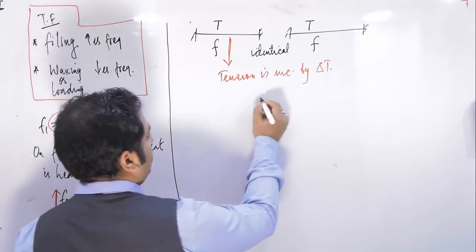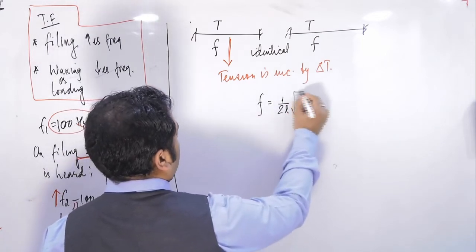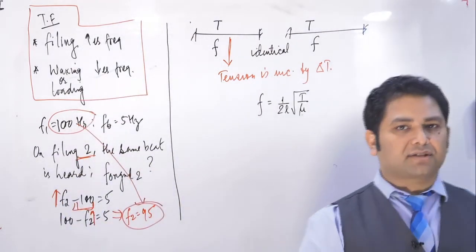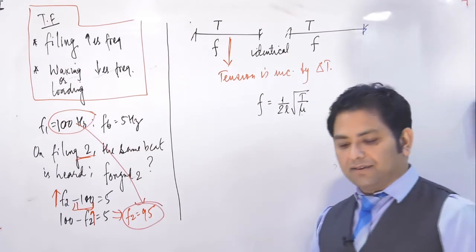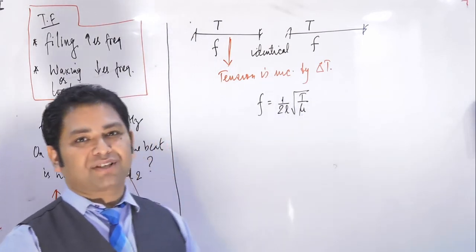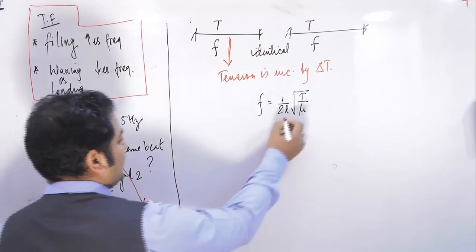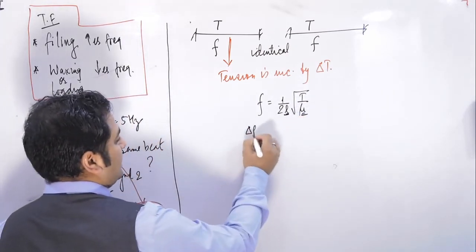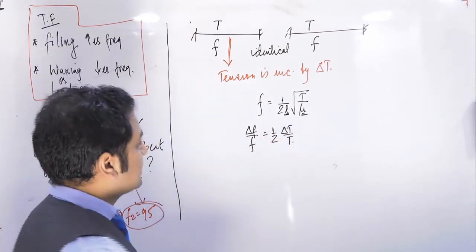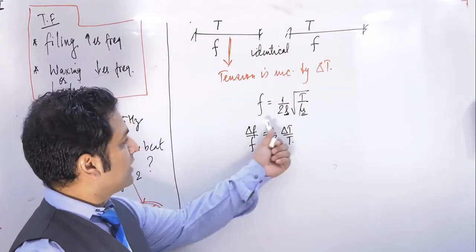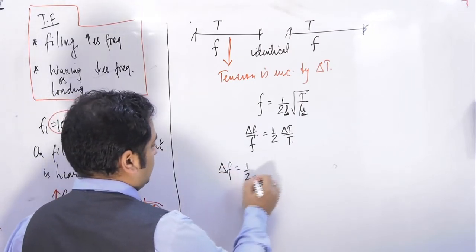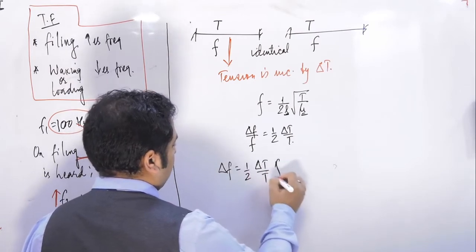So I get F equals 1 by 2L root T by mu. I'm assuming that you know this, the frequency of the standing wave pattern in case of a string. If not, you need to check seriously about your preparation level, because this is a very simple question. Now say that L is constant, mu is constant. So delta F by F will be 1 by 2 delta T by T. Think about the error analysis way, that delta F by F comes out to be half delta T by T, and delta F is 1 by 2 delta T by T multiplied by F.